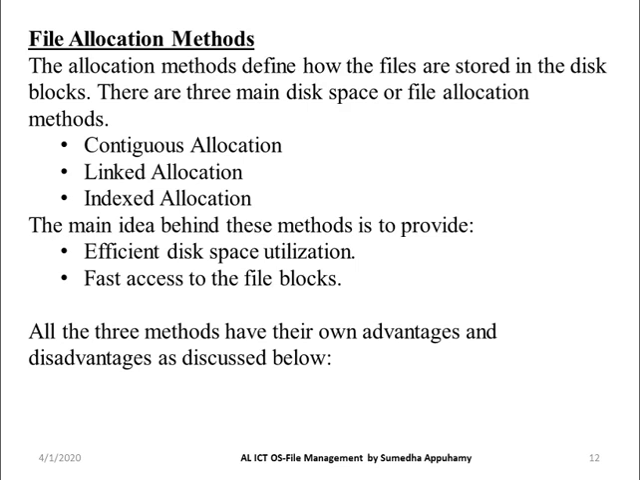But with the operating system, the Word application automatically gives the extension docx to the Word document, and with the help of the operating system it will be stored wherever you want. But when you are storing, there are three main methods used, the file allocation methods. What are these? Contiguous allocation, linked allocation and index allocation. These are the three main methods, and in our syllabus we are discussing these three. The main idea behind these methods is to provide efficient disk space utilization.